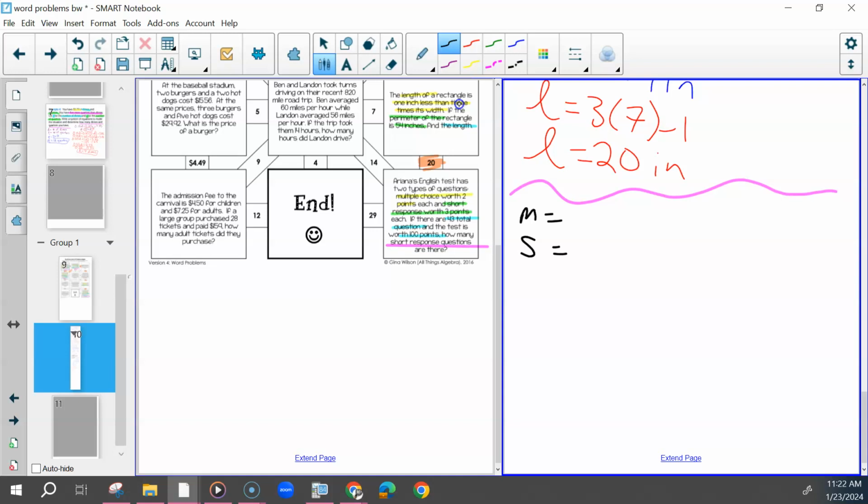We know how much a multiple choice is worth. But what is the question asking? What don't we know? How many of each there are. So number of multiple choice, number of short response. And then we have 4 numbers. How would we set these equations up?